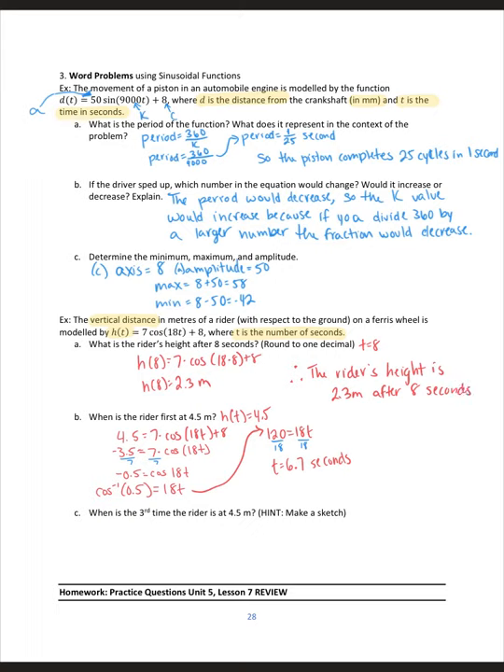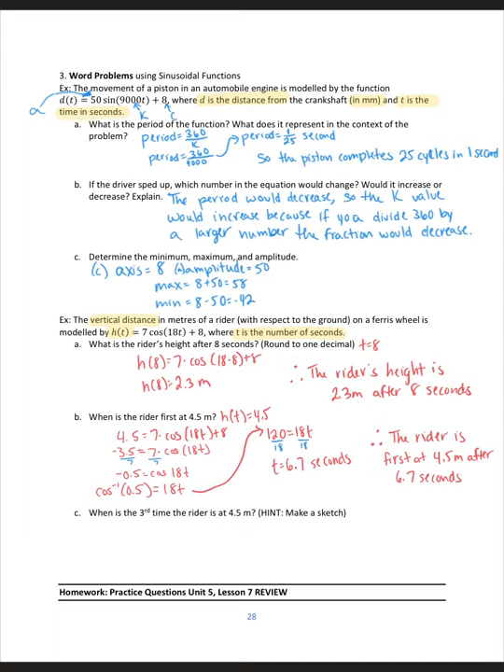Okay, the second one is asking you to determine what time the rider is first at 4.5 meters. So if you plug in 4.5 for your height and then use algebra to figure out the time, you should find that the time is 6.7 seconds. So therefore, the rider is first at 4.5 meters after 6.7 seconds.